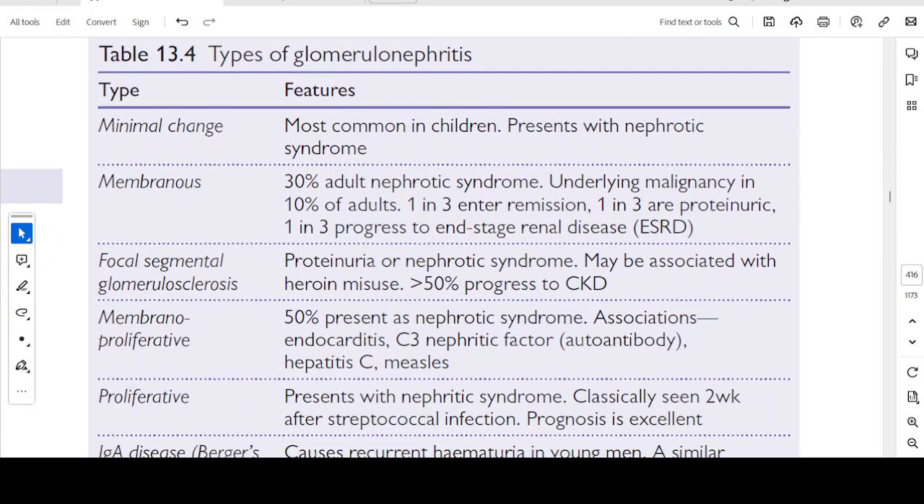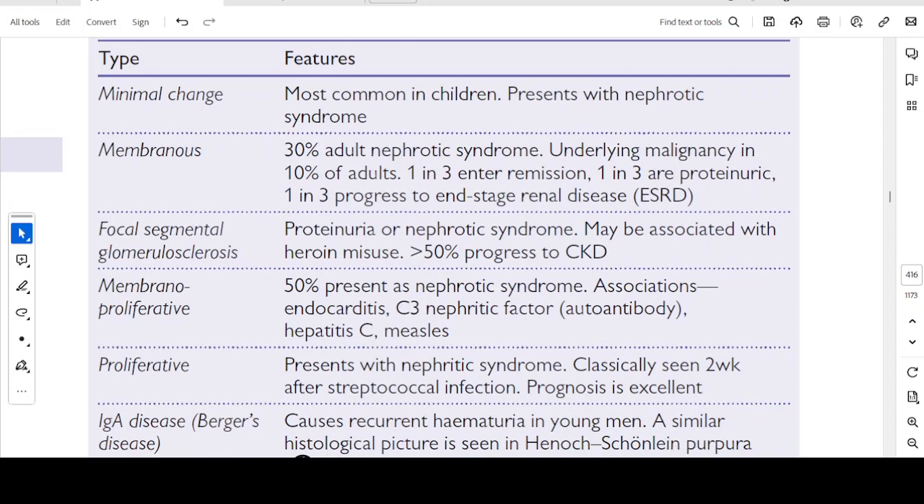Types of glomerulonephritis. Minimal change is most common in children, presenting with nephrotic syndrome. Membranous is 30% of adult nephrotic syndrome, with underlying malignancy in 10% of adults; 1 in 3 enter remission, 1 in 3 are proteinuric, 1 in 3 progress to end-stage renal disease. Focal segmental glomerulonephritis presents with proteinuria or nephrotic syndrome, may be associated with heroin misuse, and more than 50% progress to CKD.